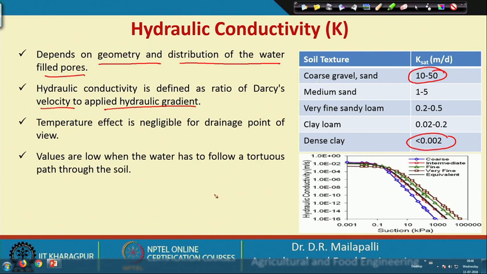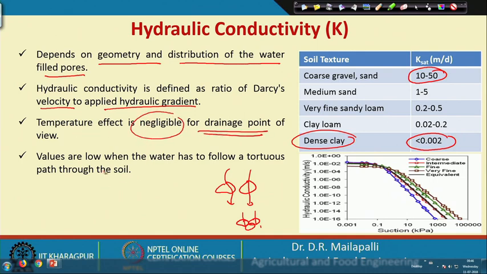And also the pore space. With increasing pores, it is easier for water to pass, and you have a higher hydraulic conductivity than with smaller pore space. It is difficult for water to flow into soils with lower pores, for example, the clays. And in this case, from a drainage point of view, the temperature effect is negligible, and values are low when the water follows a tortuous path through the soil.